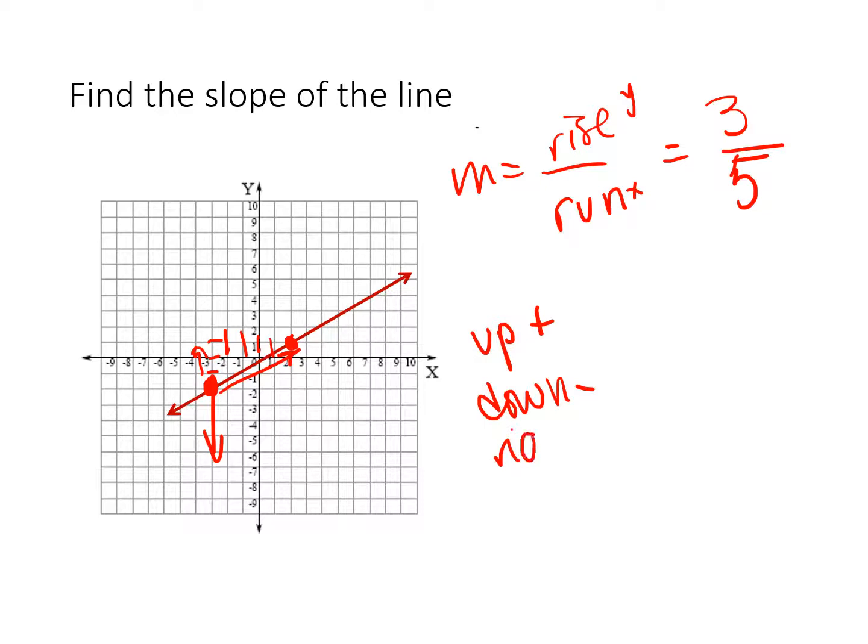If I move right, that's a positive direction. And if I move left, that's a negative direction. So don't forget that when you're counting slope with rise and run.